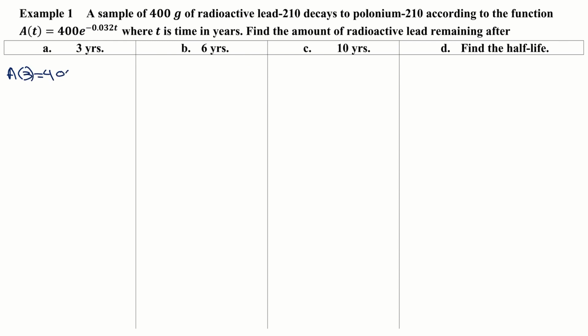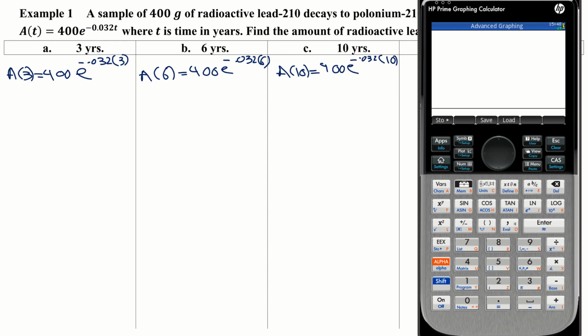which is simply going to be 400 e to the negative 0.032 times 3. We want A of 6, which is 400 e to the negative 0.032 times 6. And A of 10, the amount after 10 years, which is going to be 400 e to the negative 0.032 times 10. Now, the nice thing about our calculator is we won't have to really enter all that 3 times, as you'll see. Okay, so for part 1, we're just going to enter 400.